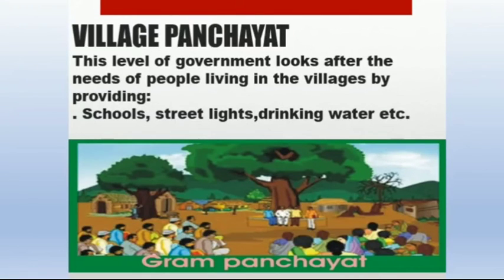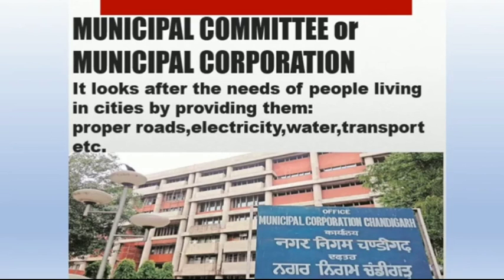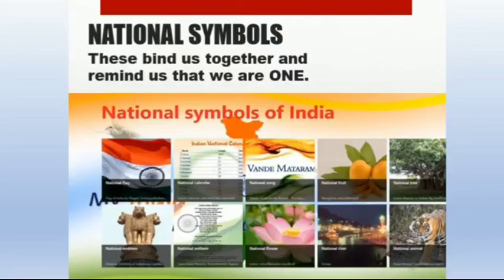Now, what are village panchayats? This level of government looks after the needs of people living in the village by providing school, street light, drinking water, etc. What are municipal committees or municipal corporations? They look after the needs of people living in cities by providing them proper roads, electricity, water and transport, etc. Now, what are the national symbols? These bind us together and remind us that we are one.